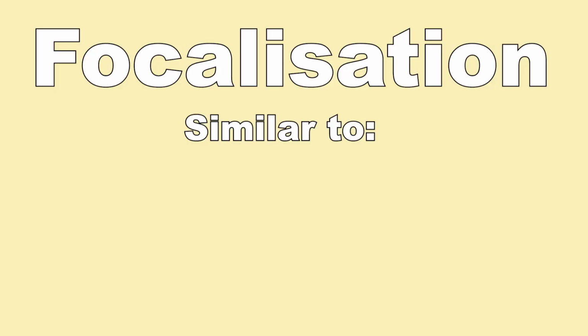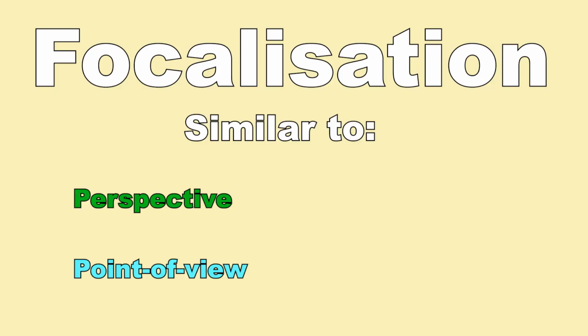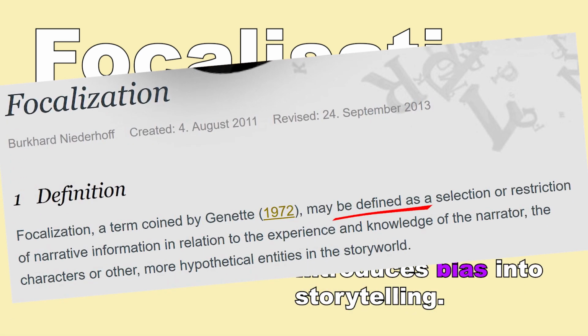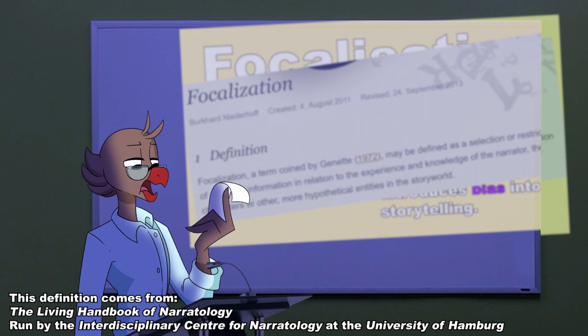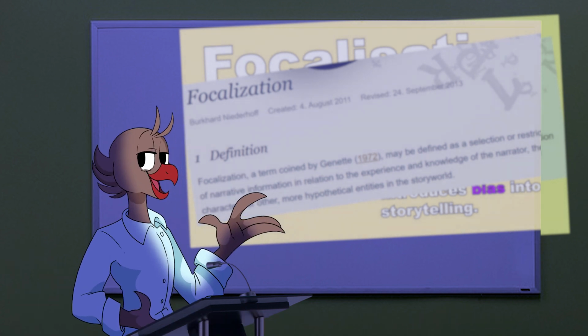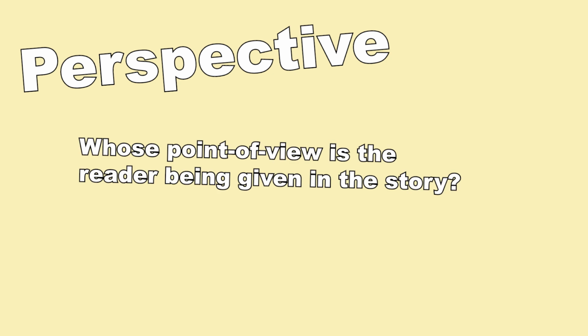Focalisation in literature is adjacent to perspective or point of view. Narratologists argue over the exact definition, but broadly speaking, it may be defined as a selection or restriction of narrative information in relation to the experience and knowledge of the narrator, the characters, or other more hypothetical entities in the story world. That might sound confusing. And it is, so let me try to ease you into this idea, starting with a term you're probably more familiar with. Perspective is what it says on the tin. Whose point of view is the reader being given in this story?